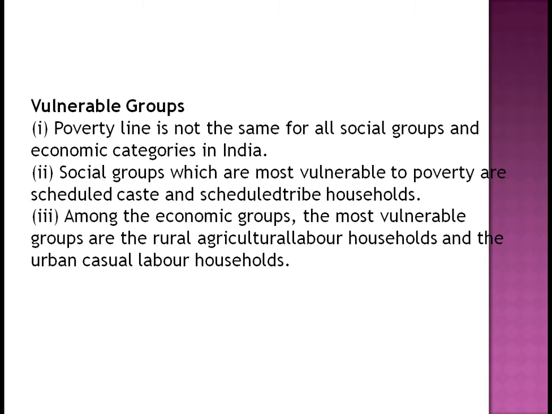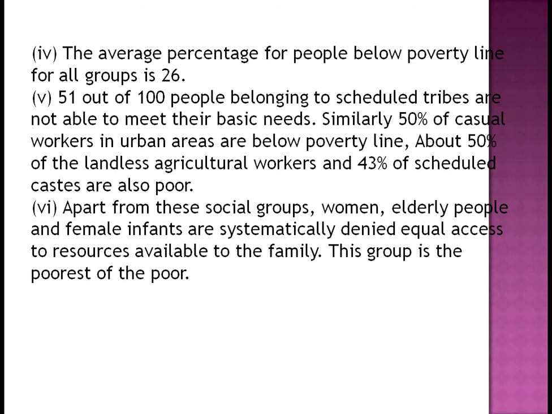Next, we are going to see the average percentage of people below the poverty line. In all groups it is 26. 51 out of 100 people belonging to the STs are not able to meet their basic needs. Similarly, 50% of the casual labor workers in urban areas are below the poverty line. About 50% of the landless agricultural workers and 43% of the scheduled castes are also poor. Apart from social group, women, elderly people and female infants are systematically denied equal access to the resources available to the family. This group is called the poorest of the poor.